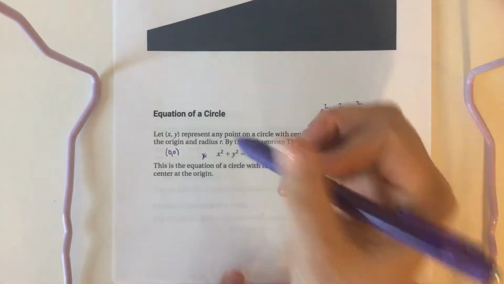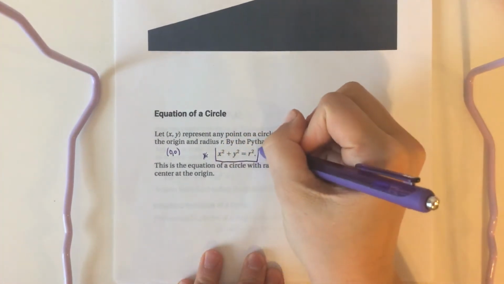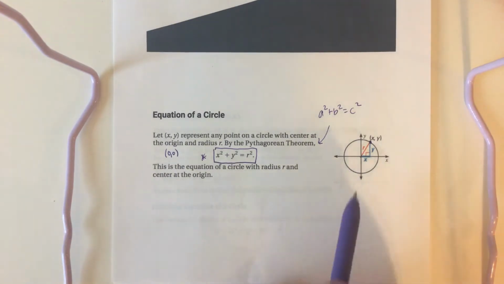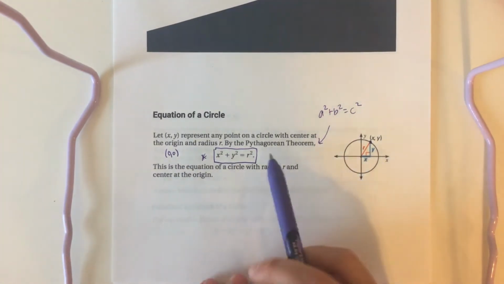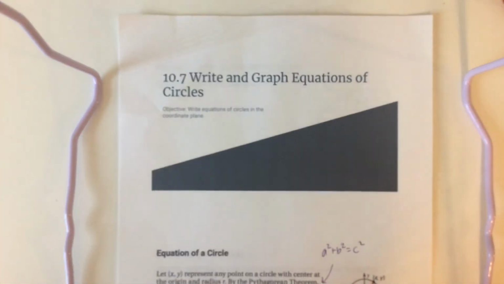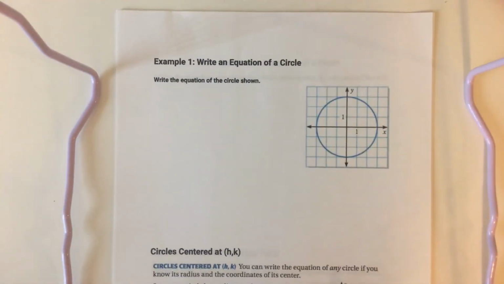And this is the most basic circle equation that we can have. Center at the origin, it's just x squared plus y squared equals r squared. And that's our equation. But this is only for when it's centered exactly at the origin of our coordinate plane. X squared plus y squared equals r squared. So let's take a look at an example where that's the case.